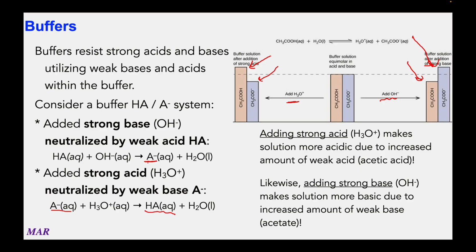You will see a pH change, but it's much more modulated thanks to the effect that these are weak acids and weak bases. So it's a fascinating process how this works, and it's incredible. And again, buffers are really important for life and a whole bunch of different things, which is really cool.